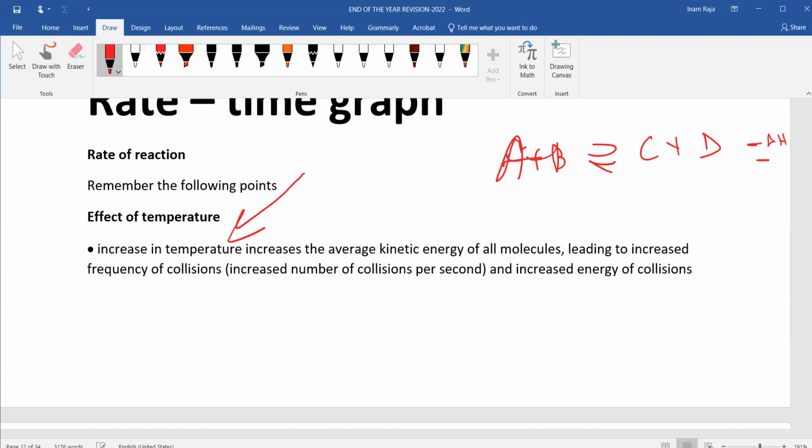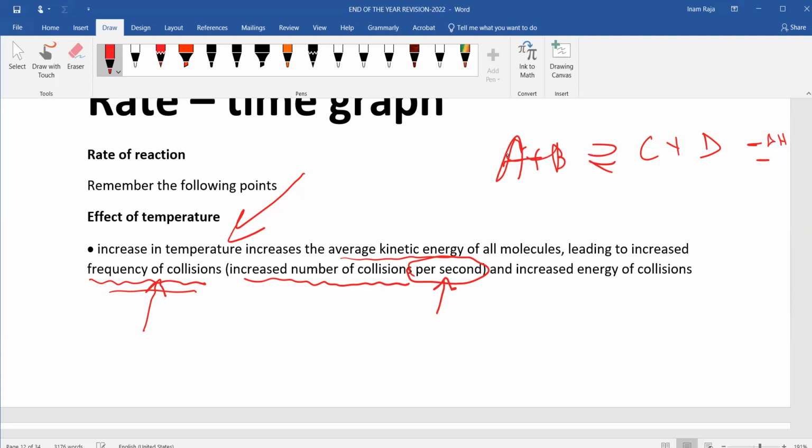So remember the following points. Increase in temperature increases the average kinetic energy, leading to increase in frequency. By the way, this is very, very important. If you write in the collision theory that increase in temperature increases the number of collisions, you will not get marks for that. It increases the frequency of collision, or increases the number of collisions per second. You need to say this per second, or instead of saying the whole thing, you just say frequency of collision or collision frequency. Just saying that increase in temperature will increase the number of collisions will not give you marks. This is a technical thing. Please remember that.